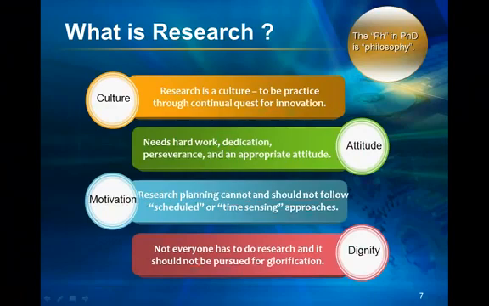The other thing about research is it has four important components. One is the culture of research, the attitude towards research, the motivation, and the dignity for research.